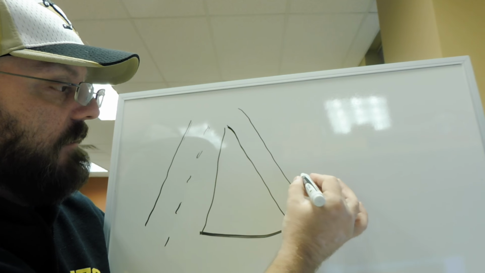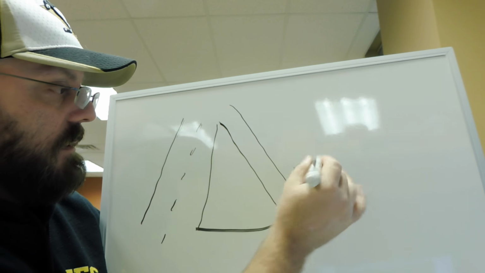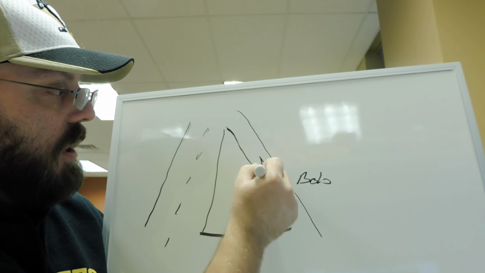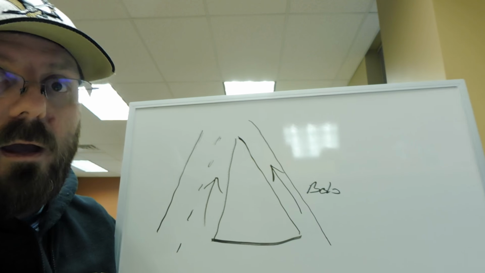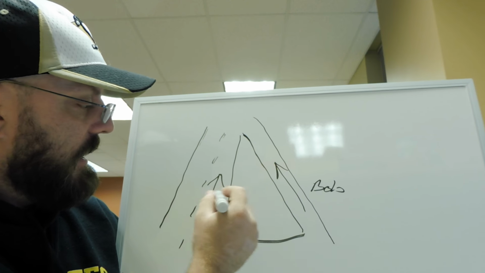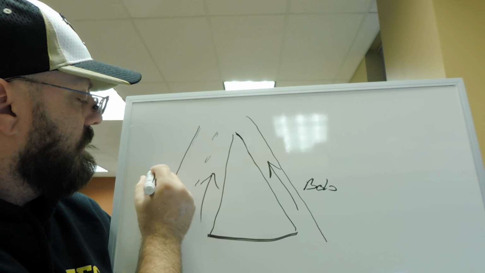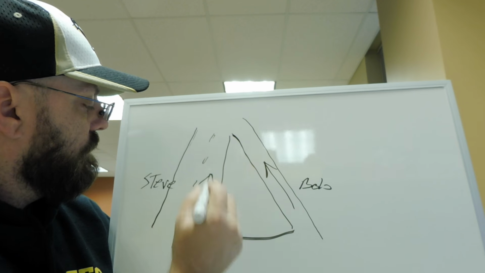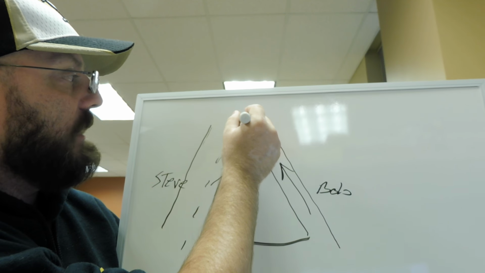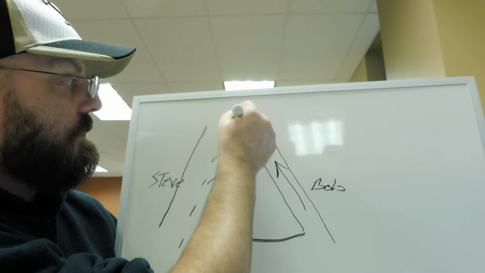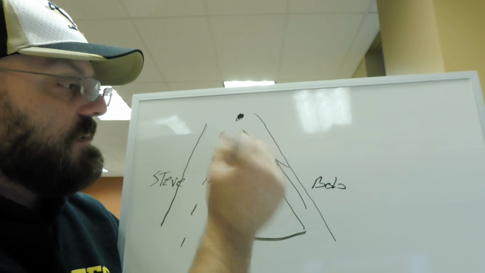Because here's the thing about it: if Bob is trying to merge on, and Steve is going this way, then how fast is Steve going that he'll meet Bob? And they'll eventually crash right there, because Bob doesn't take the time to accelerate and do a proper merge.